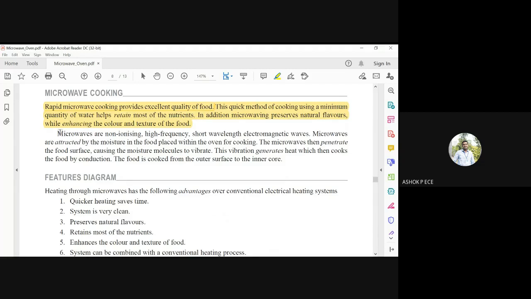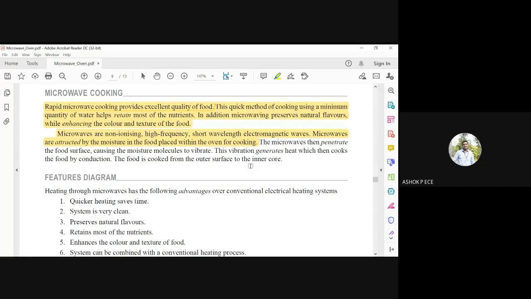The microwaves are non-ionizing, so they will not charge whatever medium they encounter. They are high frequency, short wave electromagnetic waves. They are attracted by the moisture in the food within the oven for cooking. That is the reason why they penetrate into the food and start cooking. They penetrate the food surface, causing the moisture molecules to vibrate.